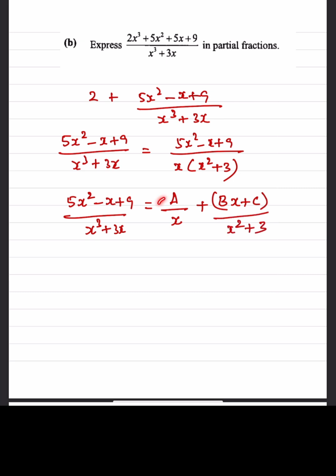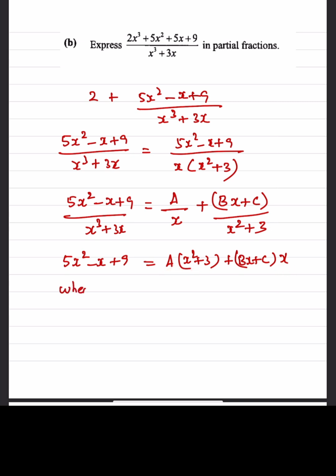We will take LCM on this side. This denominator and this denominator will cancel out. So we are left with 5x squared minus x plus 9, which is equal to a into x squared plus 3, plus bx plus c into x. Now we need to find the values of a, b and c. First we will place 0 so that we can get the value of a.